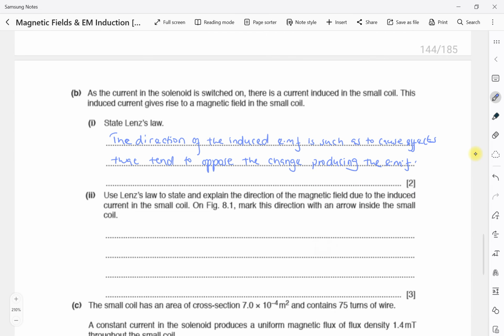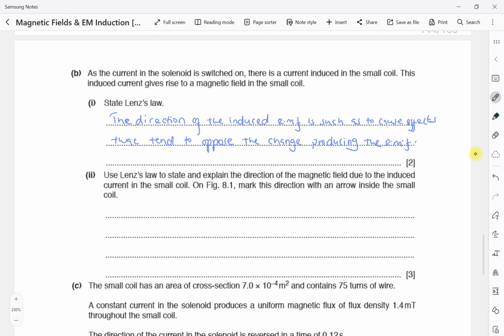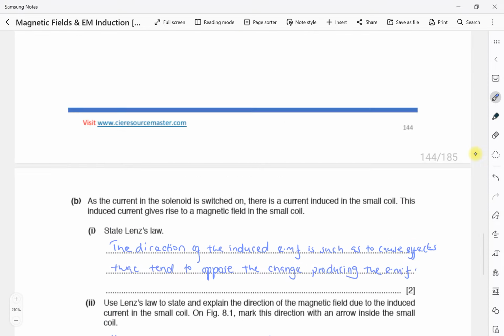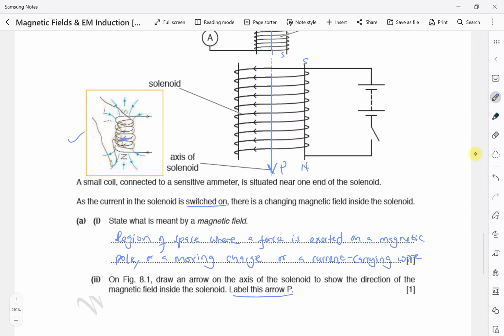So the question was, use Lenz's law to state and explain the direction of the magnetic field due to the induced current in the small coil. On the figure, mark this direction with an arrow inside the small coil. So I've already added the arrow at the center of the coil. The magnetic field in the solenoid is increasing. How do we see that it is increasing? That is when we close the switch, the magnetic field in the solenoid increases.